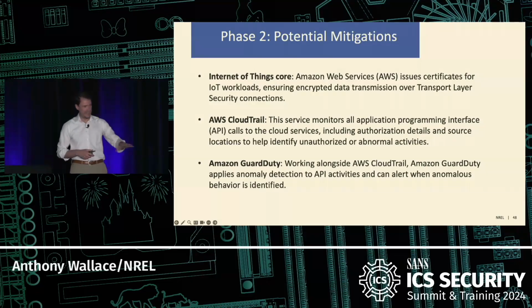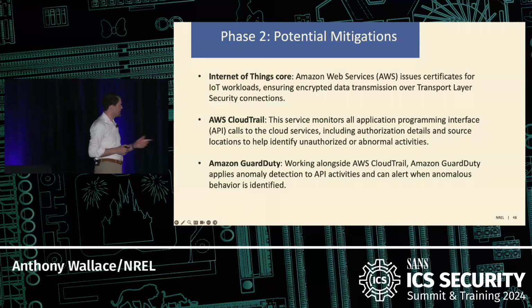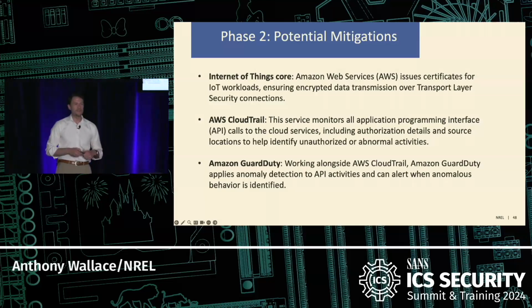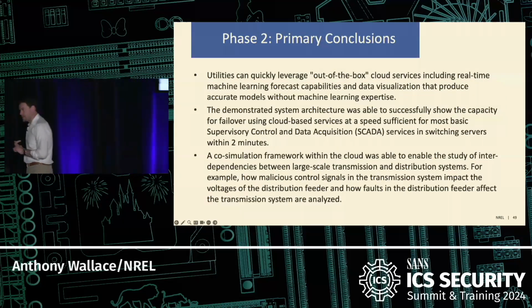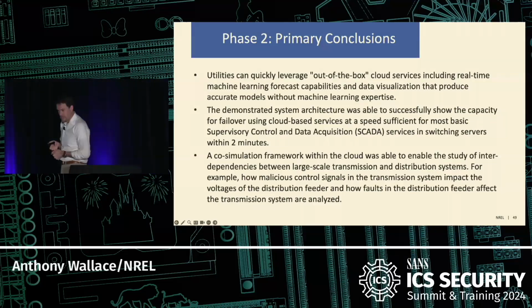CloudTrail: log everything in your cloud, and then have GuardDuty on top of that, working alongside it, so that you can actually see some of these anomalies that are coming in. Have bounds that your data is expected to have coming in when you're doing your load forecasting, for example. Primary conclusions: out of the box, some of these services provided by Amazon are actually pretty fantastic at doing their job.